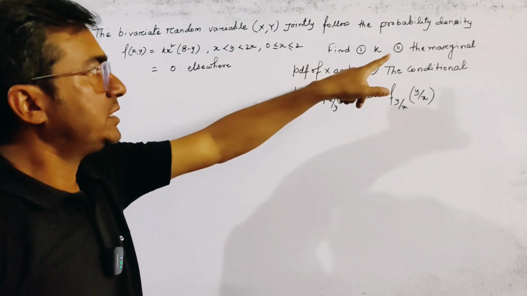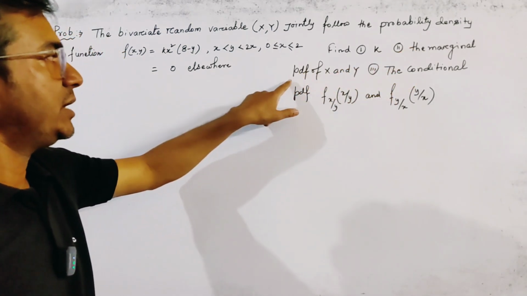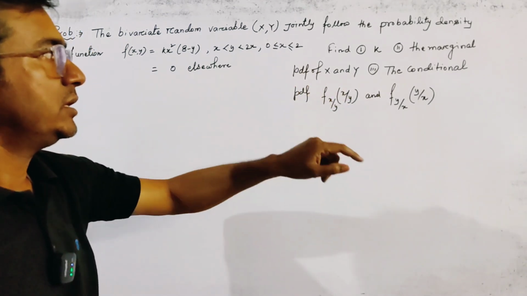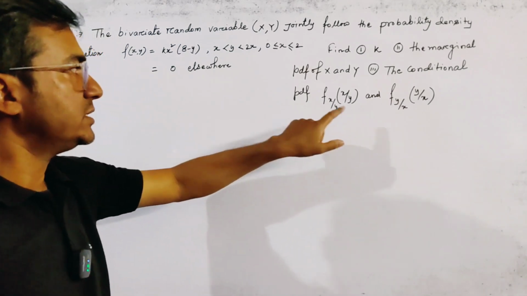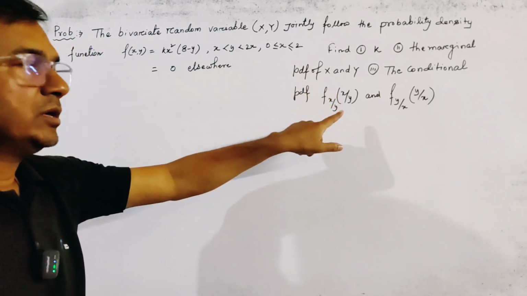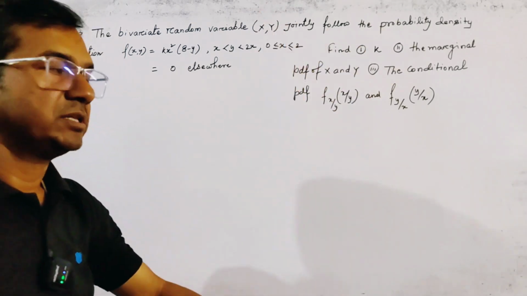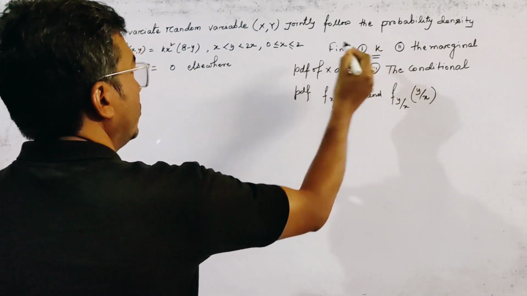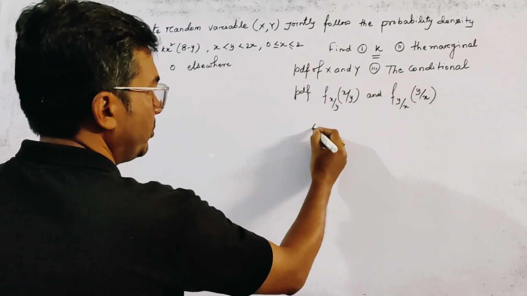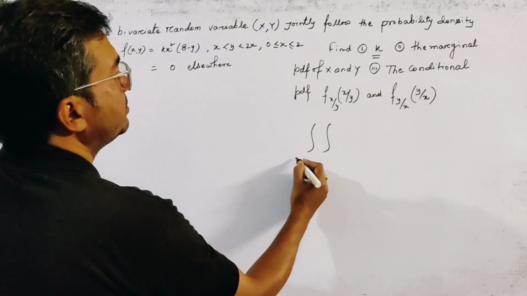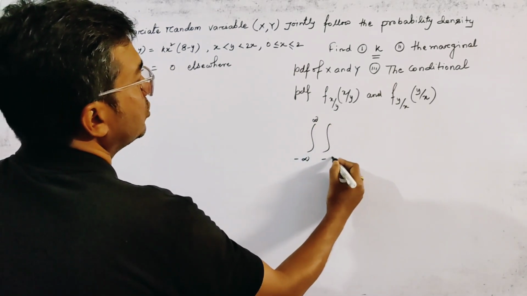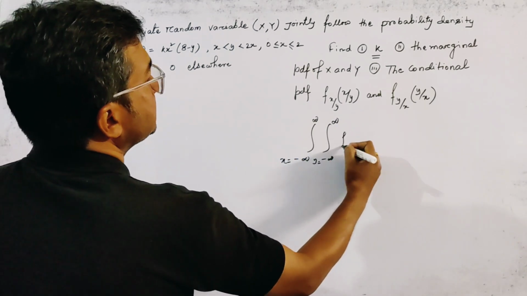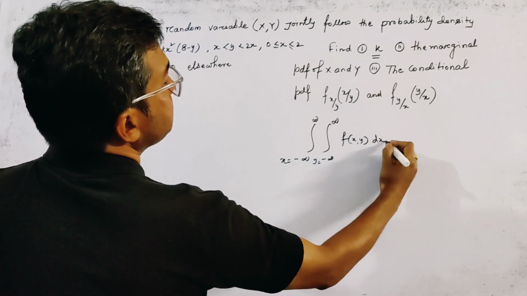Then the second one is the marginal PDF of X and Y, and the third one is the conditional PDF of X given Y, and also the conditional PDF of Y given X. Now, to find the value of the constant k, we use the property of a two-dimensional PDF: the integral from minus infinity to infinity, and again minus infinity to infinity, of f_XY(x, y) dx dy.